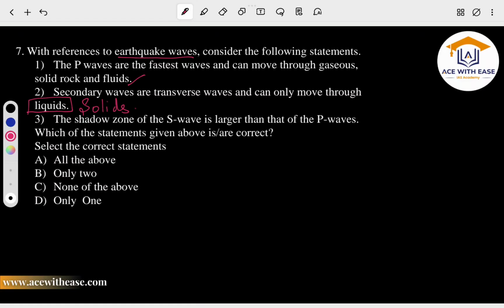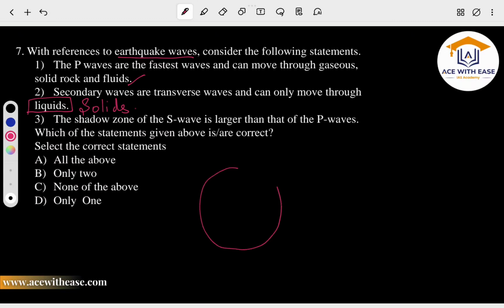That is the reason why, whenever the outer core is present, we won't find the S waves propagating through the liquid layer. Then next, the third one: the shadow zone of the S wave is larger than that of the P waves. So this statement is correct.